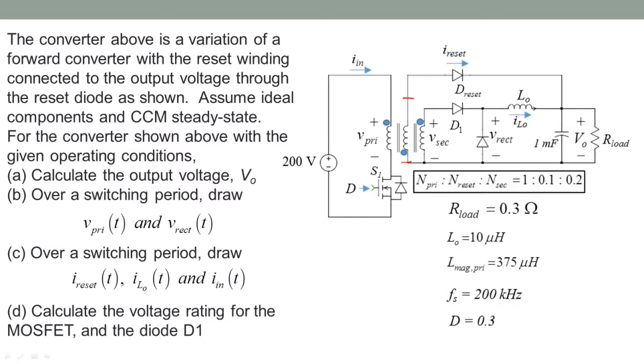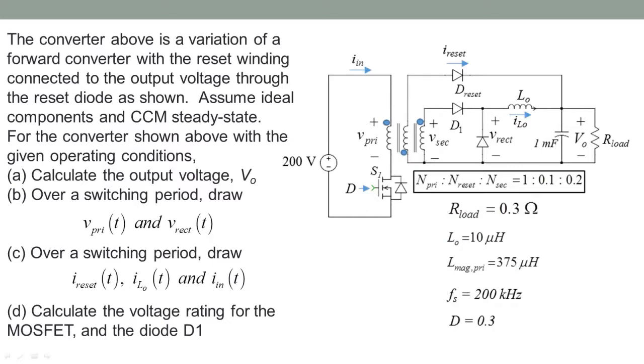We are also given the load resistance, the two inductances: the filter inductor at the output and the magnetizing inductance referred to the primary side. I saw students make mistakes in using the wrong inductance. The magnetizing inductance is the larger value, 375 microhenry, and the filter inductance is the smaller one, 10 microhenry. Switching frequency is 200 kilohertz, and the operating duty ratio is also given, D of 0.3.